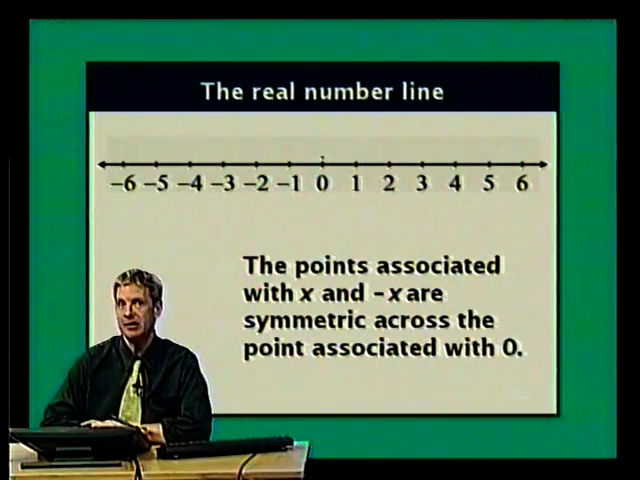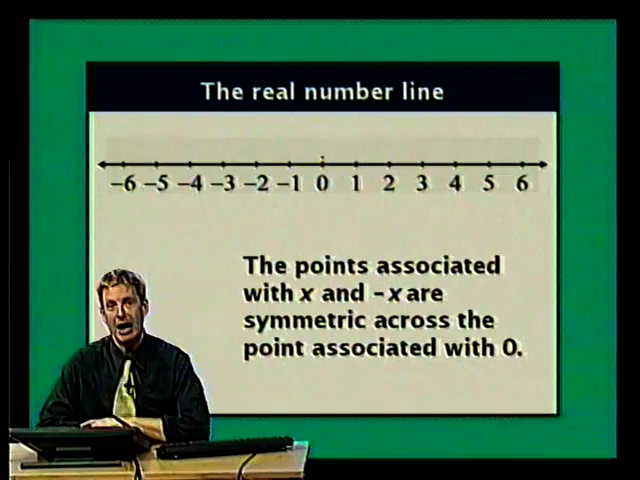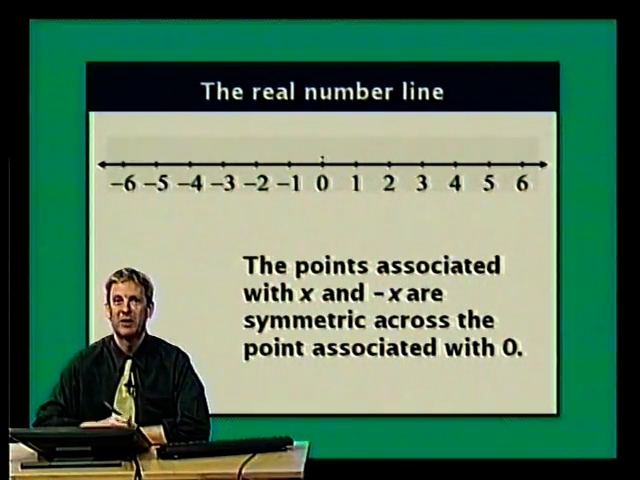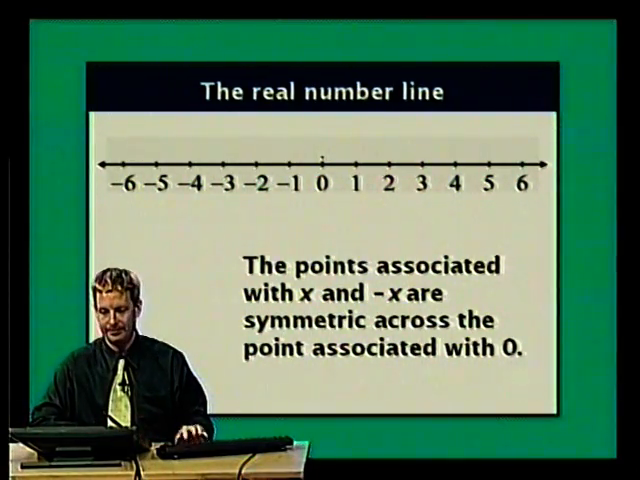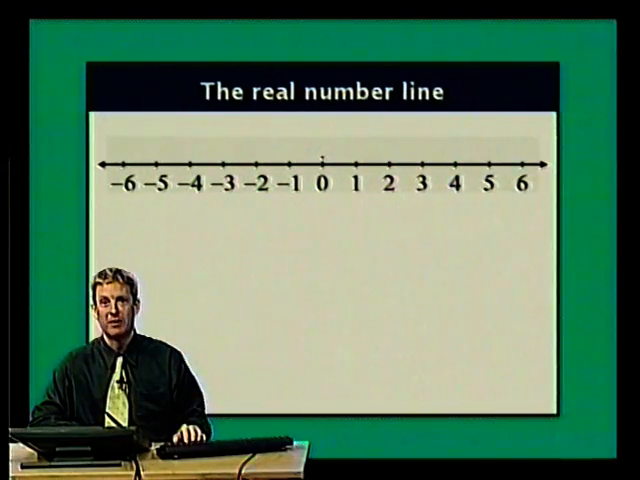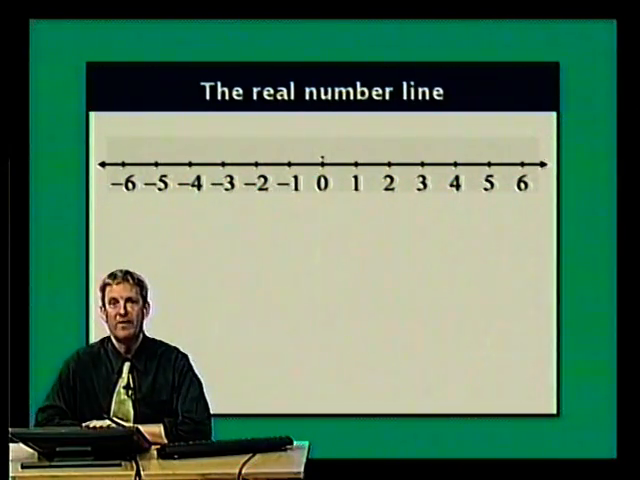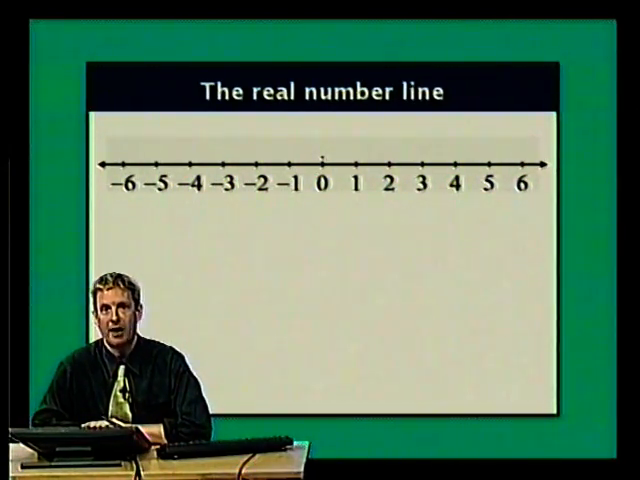This idea of distance between a point and 0, that has to do with absolute value, which we're going to talk about later on. Let's plot some more points on the real number line. So far, all we've indicated are the integers on the real number line, but there's a whole lot of points between the integers.